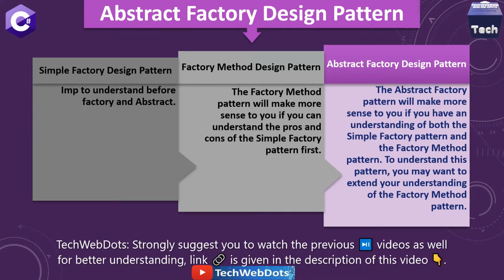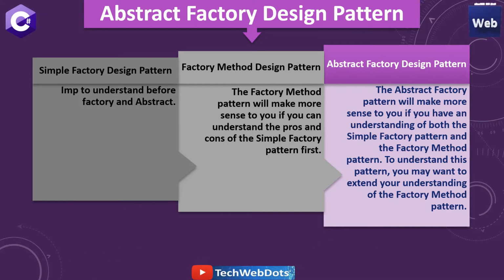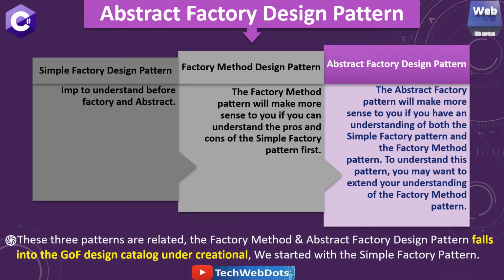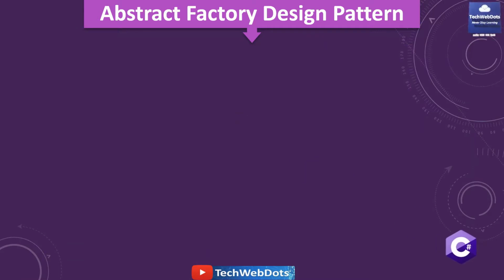We have already covered the grayed out area, the simple factory and the factory method. So we will focus on abstract factory. The important point is these three patterns are related. The factory method and abstract factory design patterns fall into the Gang of Four design catalog under creational patterns. That's why we started with simple factory, and now we come to the end of the factory patterns, which is the abstract factory design pattern. So let's move ahead without wasting time.